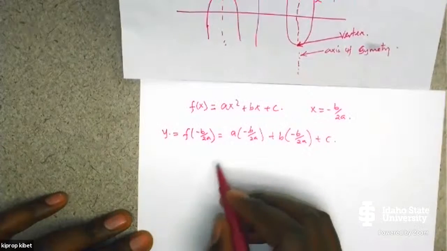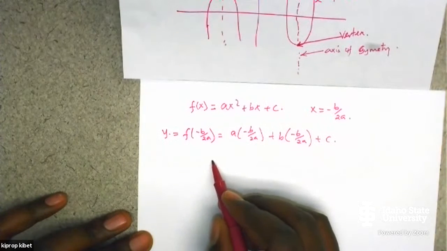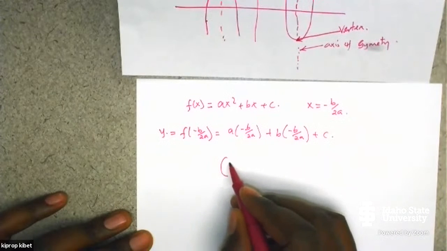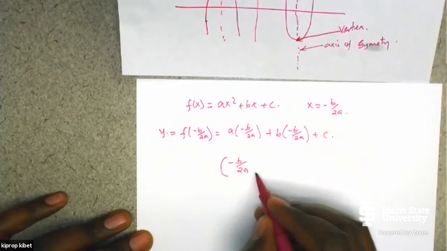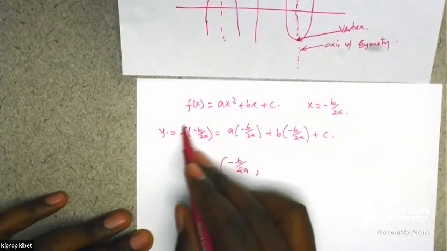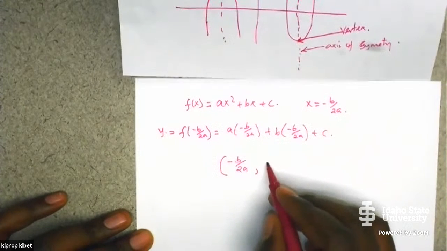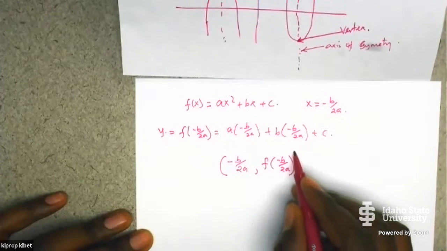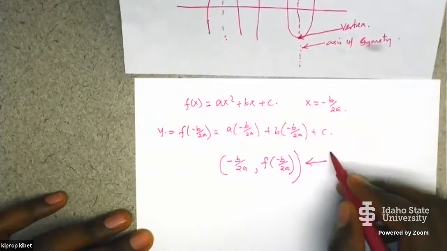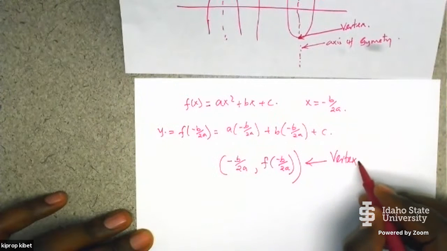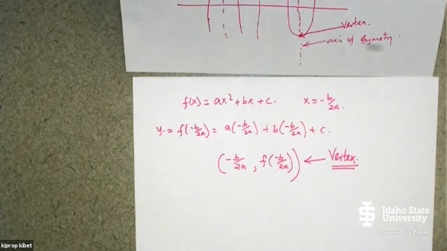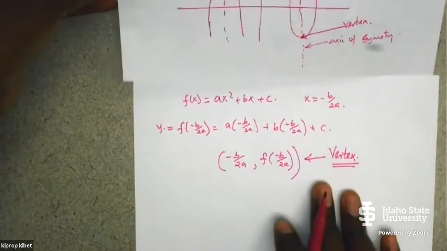Now the vertex of that line will be the point whose x is this axis of symmetry, which is minus b all over 2a. And now this one which we have substituted here, which is f of minus b all over 2a, is the y. Together, this is what we call the vertex. So we'll see an example of this. Let's look at an example.